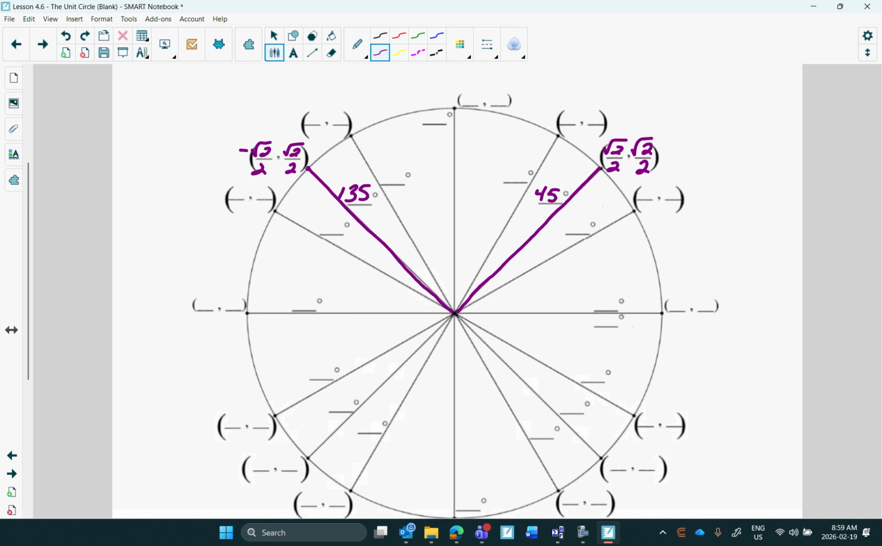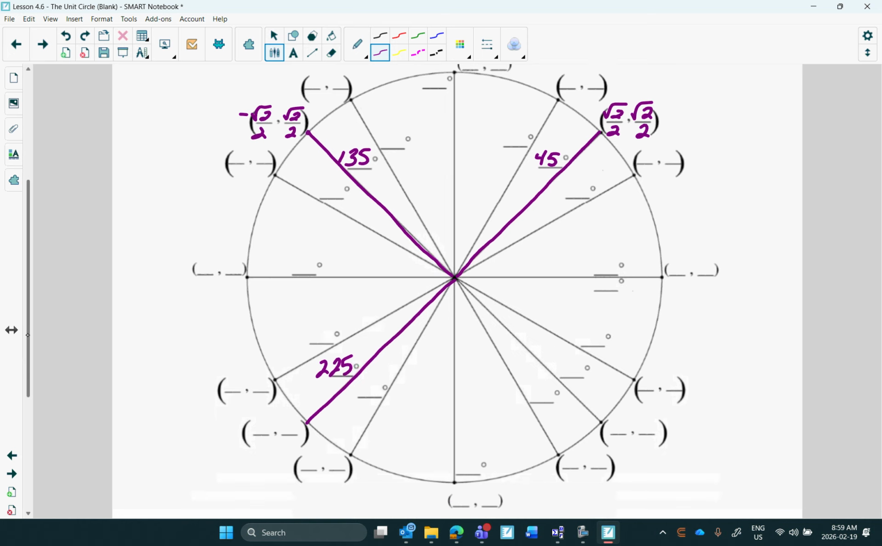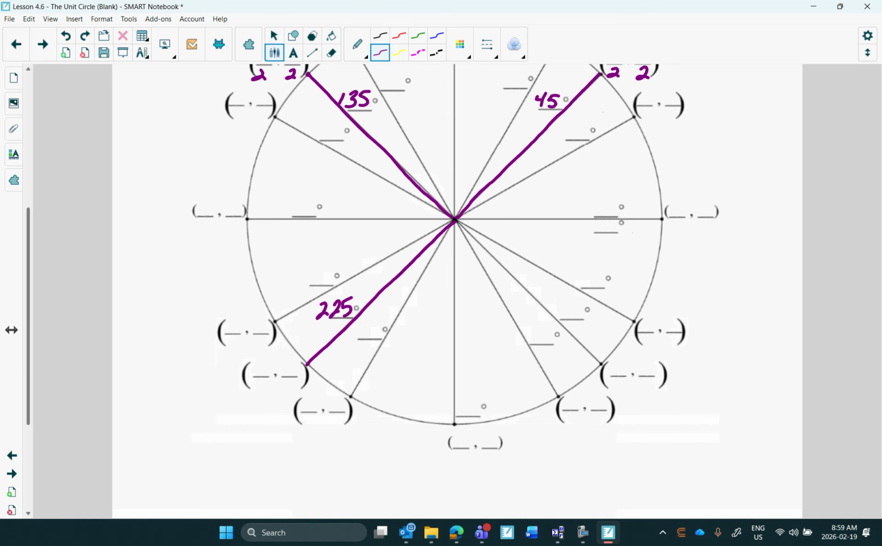Let's go to the family member in quadrant 3, which would be 180 plus 45, 225. What's the point on the unit circle? Both negative, but still root 2 over 2's.